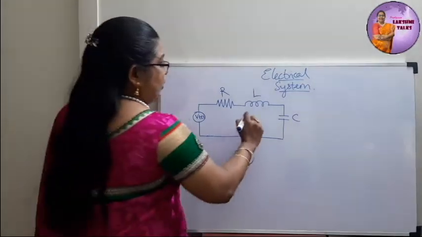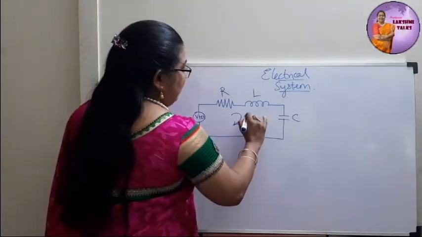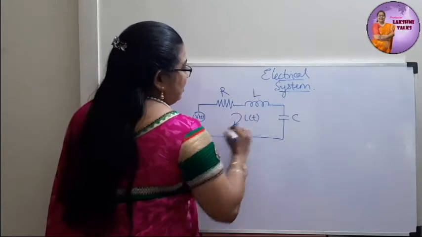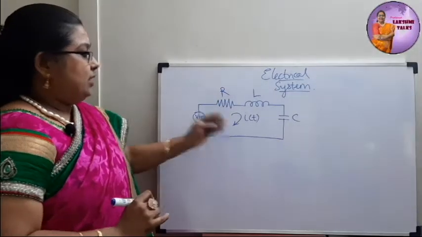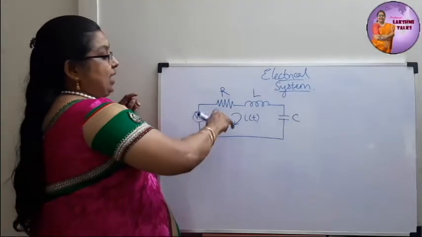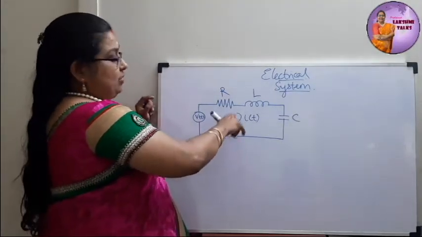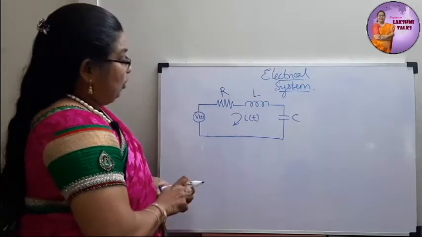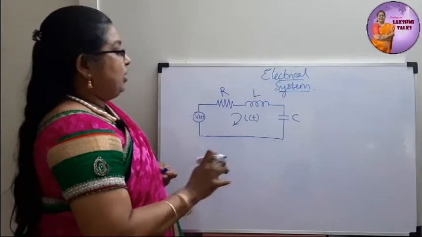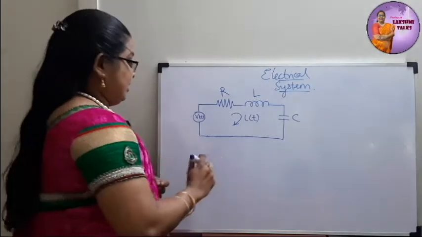When a voltage is connected to an RLC circuit in series, current flows through it, right? And it is indicated in this way, and the direction of the flow of current is mentioned like this. Now, how to formulate the mathematical model for this RLC series?